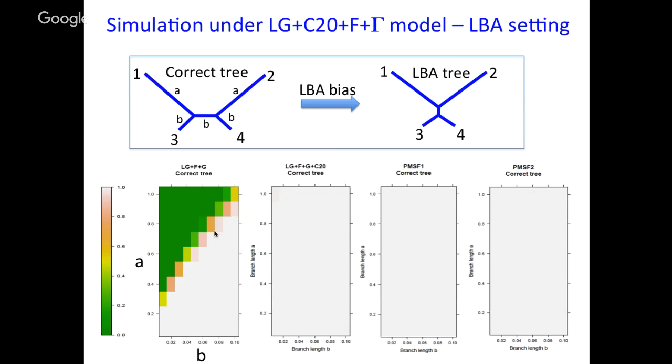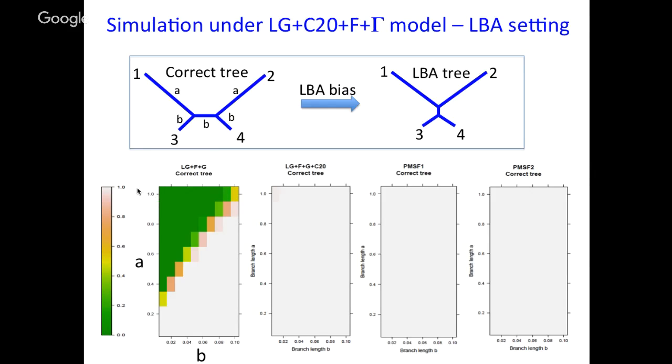So here we're simulating the data under a standard mixture model, so 21 different classes of sites. And then we're trying to recover the tree from the data. Each box in these squares represents a particular branch length setting. So here it would be branch length A of 1 and branch length B of 0.02. So a long and a very short branch. And as you go up here, B gets larger and A gets larger with this axis.